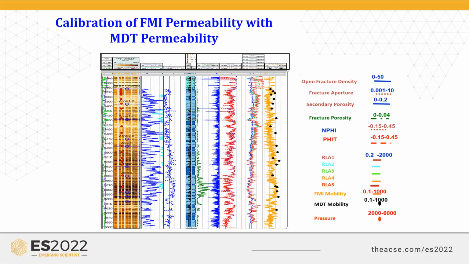And in the whole Asmari reservoir, we can see that the MDT mobility is matching very well with the FMI permeability, and permeability is changing a lot, mostly following lithology. If we have dolomite, we have more permeability, and in dense limestone, where we have higher fracture density, we have less permeability.